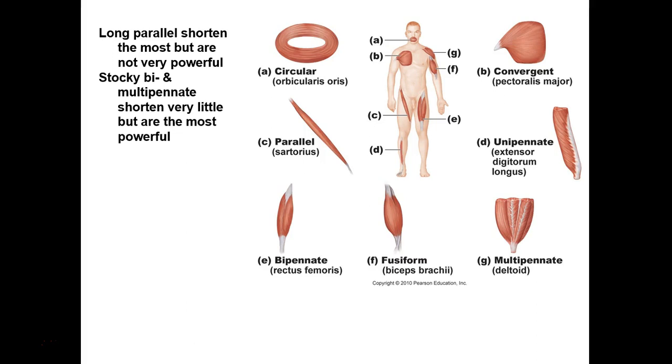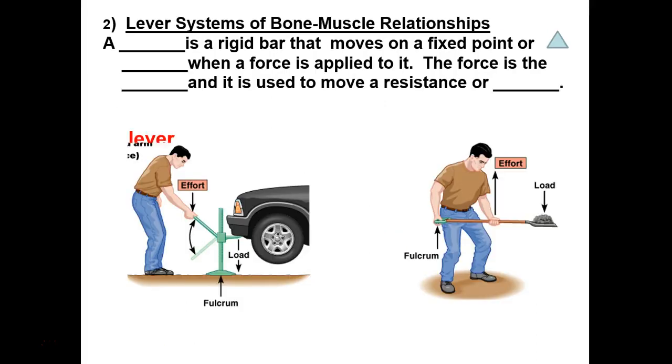And notice that the long parallel shorten the most, but they're not very powerful. And the stocky, bi, and multipinnate shorten very little, but they are the ones that give us the most powerful force. So one more bit of information about the mechanics of the whole muscle.